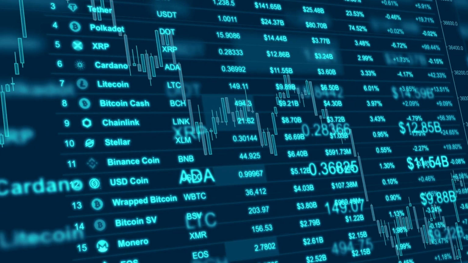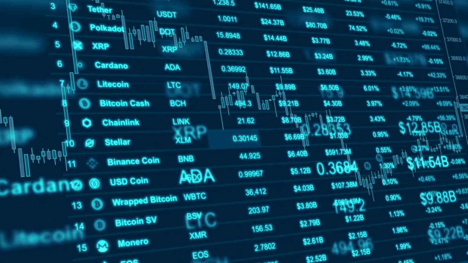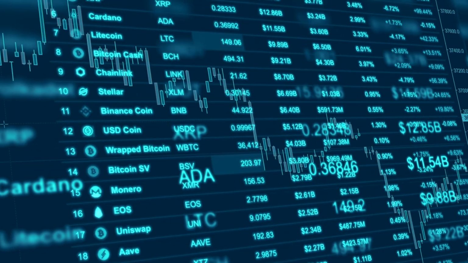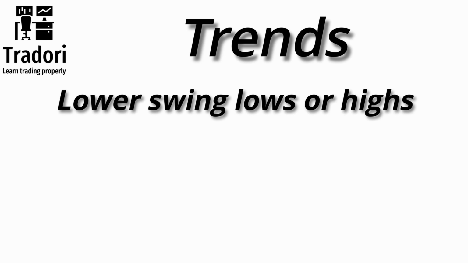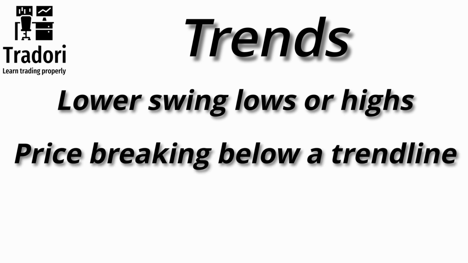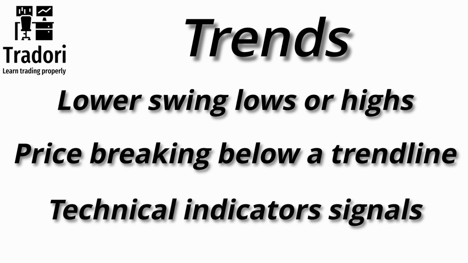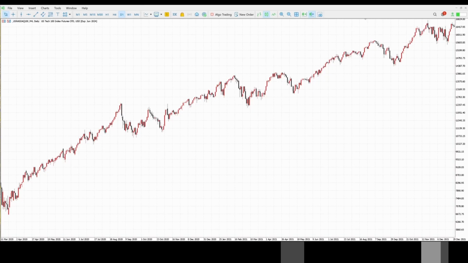While the trend is up, traders may assume it will continue until there is evidence that points to the contrary. Such evidence could include lower swing lows or highs, the price breaking below a trend line, or technical indicators turning bearish. Let's get to the chart.